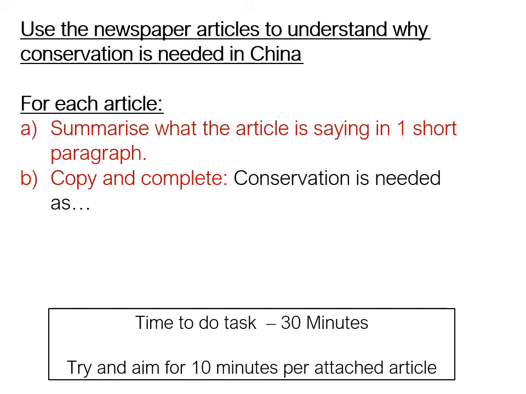So read the first article, summarize it, and then write 1 sentence, conservation is needed, with reference to that article as, or because, or for, or whatever. You can change that word as, to explain why conservation is needed to improve the situation that you just read about. And you're going to work through that 3 times. So this shouldn't take too long. I've put there 30 minutes.